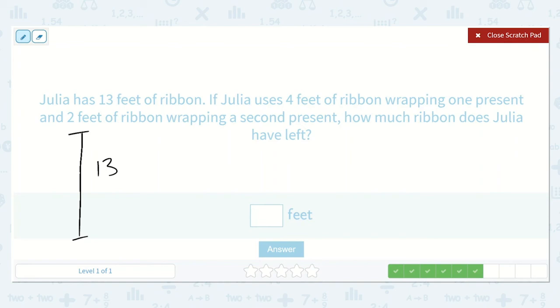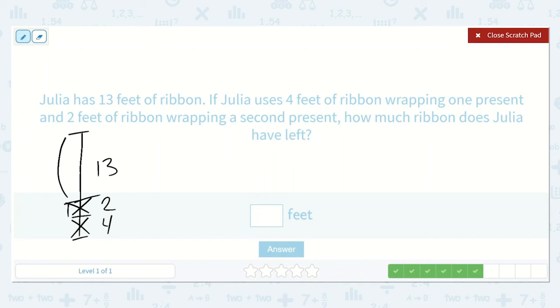But then we know that she uses up 4 feet to wrap a present. So we would need to take off 4 feet. But then she uses 2 more feet to wrap another present. So here's 4 feet that she used and 2 feet that she used. So all she has left is this. We need to figure out how much that is because it's not 13 anymore.